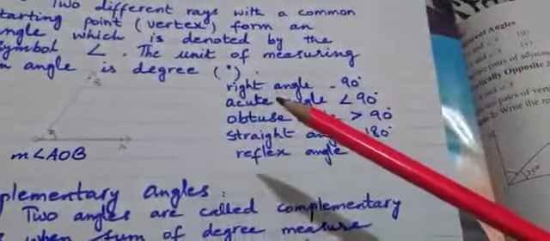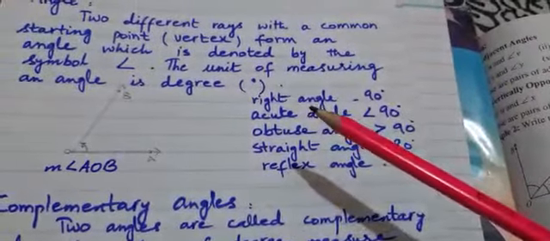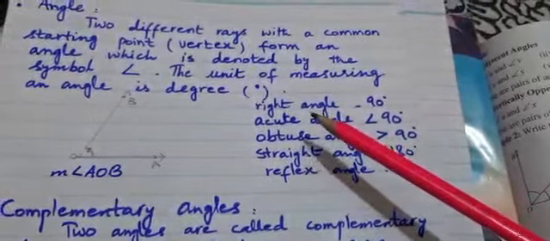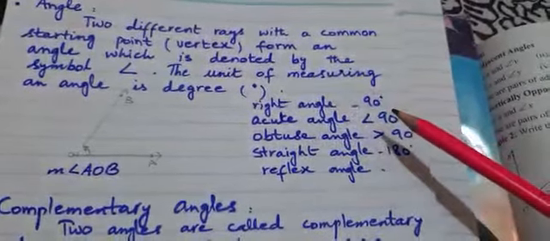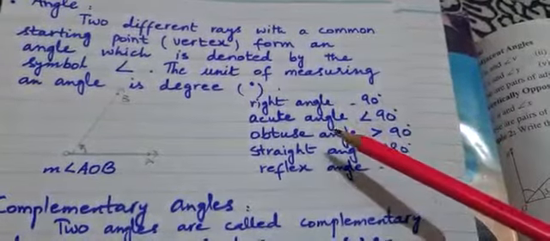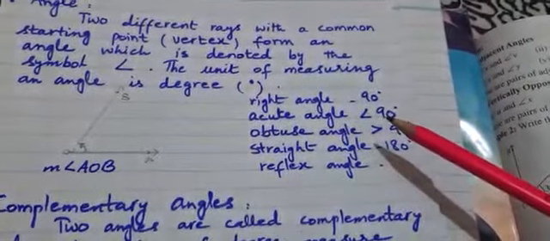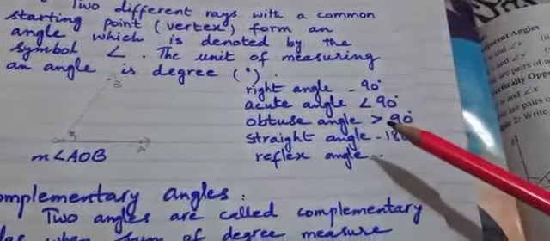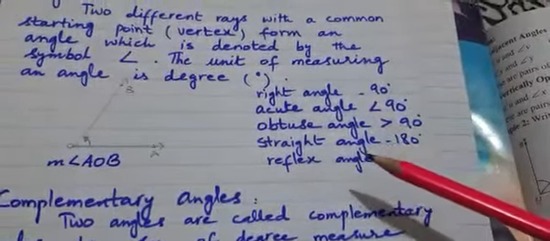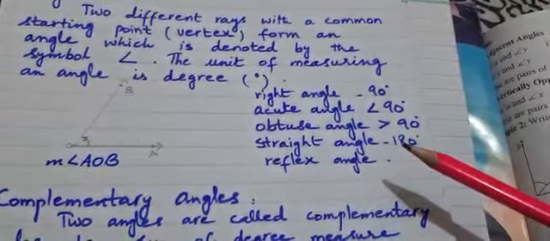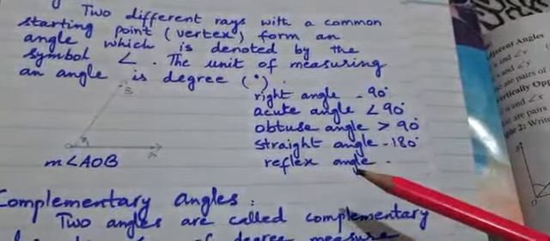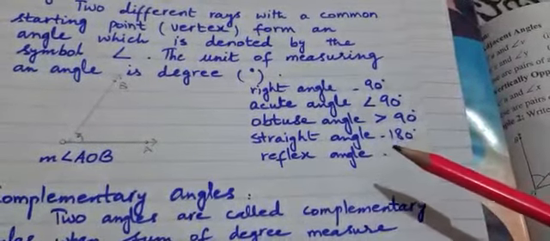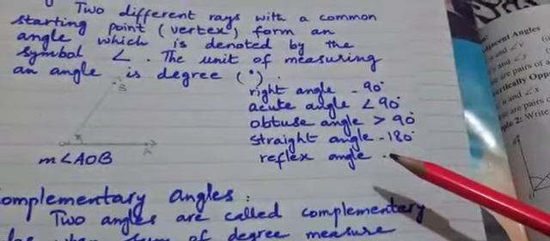Now students, angles can be classified according to their degree of measure. For example, a right angle is 90 degrees, an acute angle is less than 90 degrees, an obtuse angle is greater than 90 degrees, and a straight angle is 180 degrees. Then students, we have reflex angles, which are more than 180 degrees and less than 360 degrees.